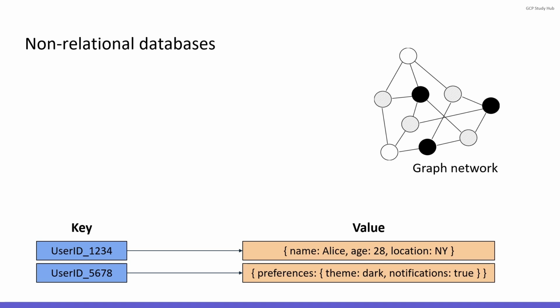And below, we have a key value store example. Here, data is represented as a collection of key value pairs. For example, the key user ID 1234 maps to a value that contains user details like name, age, and location. And then another key, user ID 5678, maps to a completely different value. So notice how the data under each key is different in structure. Some keys have detailed personal information and others only have user preferences.